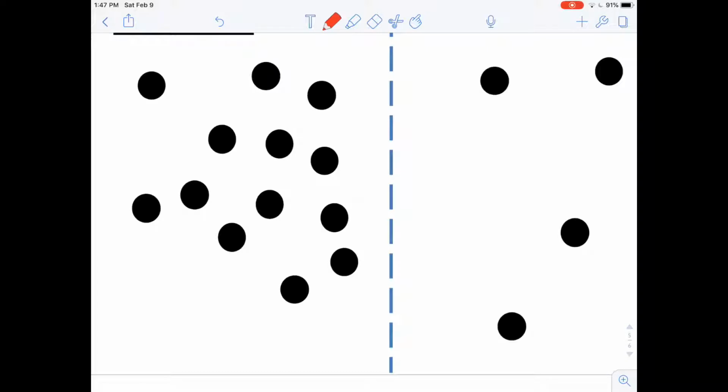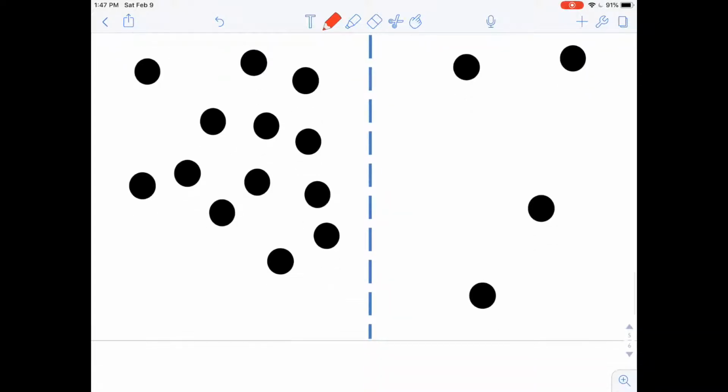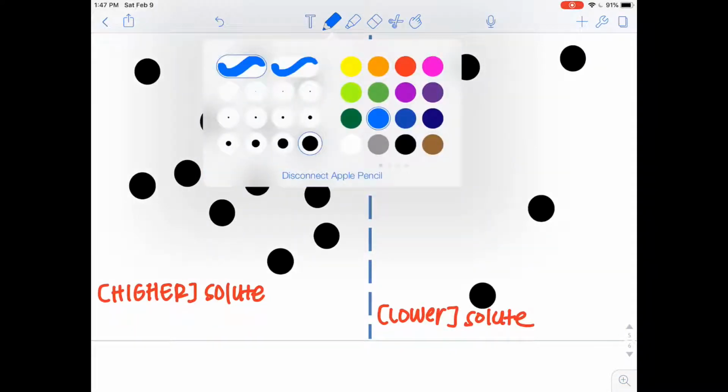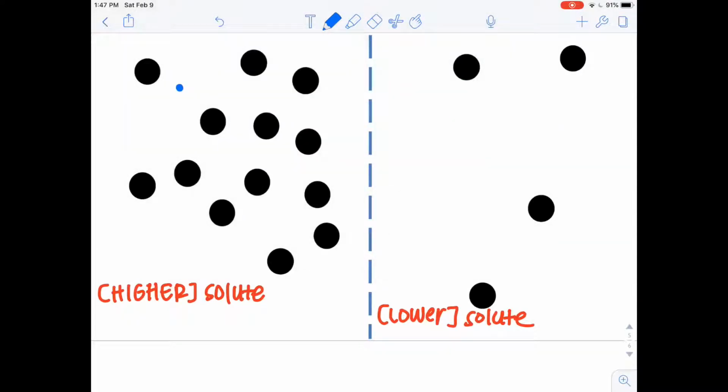So here we have two solutions. On the left is a solution that has a higher concentration of solute particles. And on the right, we have a solution with a lower concentration of solute particles. So both solutions are going to contain equal amounts of water.